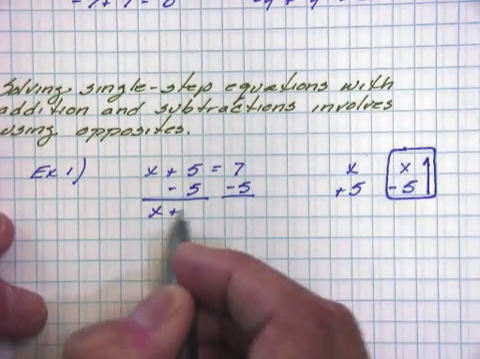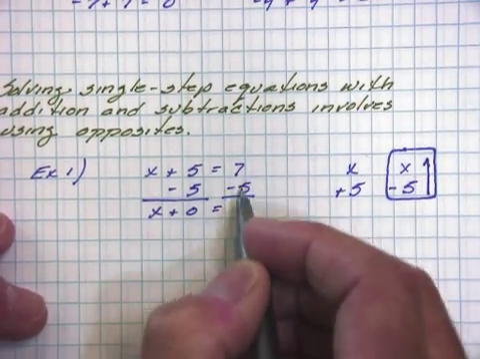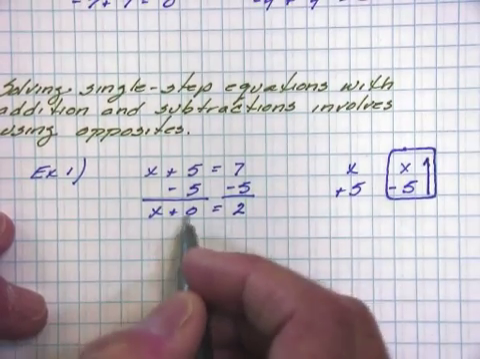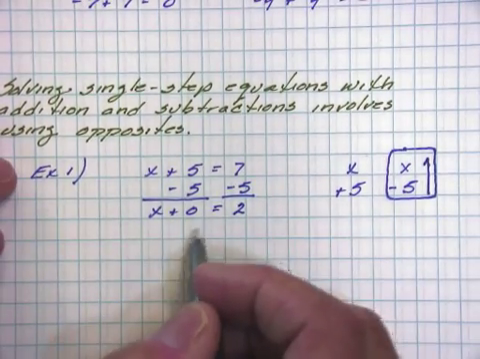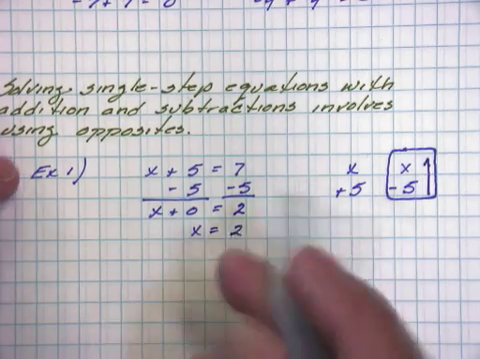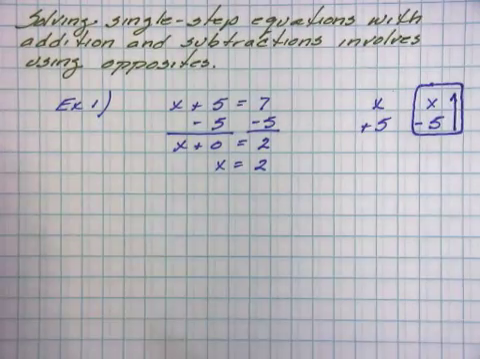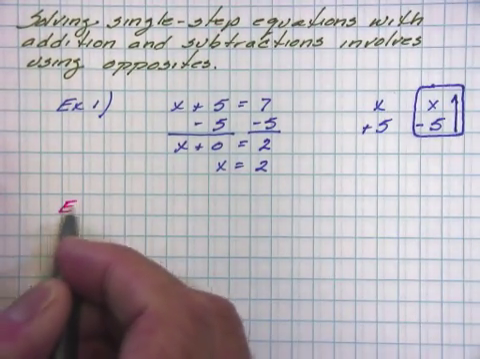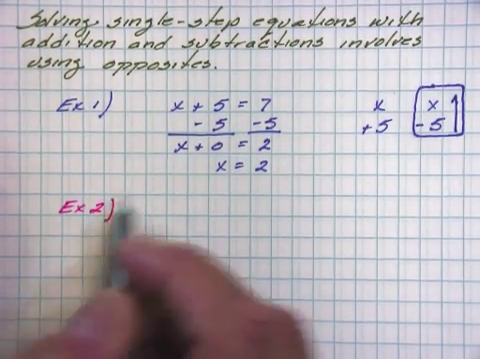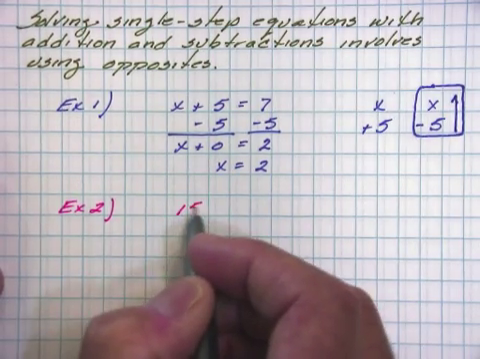Now, 5 minus 5, that's 0. So you get x plus 0 equals, and 7 minus 5 is 2. Well, x plus 0, that's just x, so x equals 2. So that's a basic single-step equation. Let's do another one, okay? Change colors here. Let's go example 2.